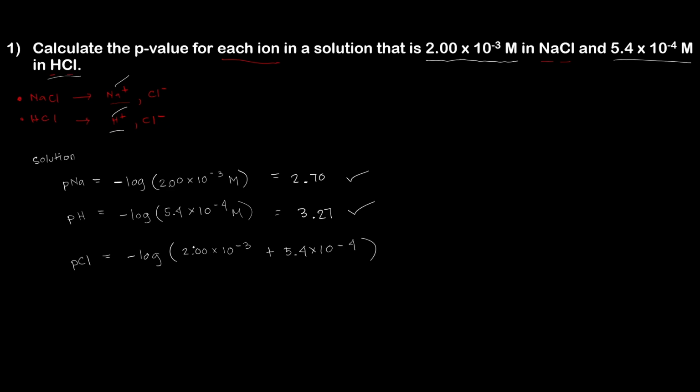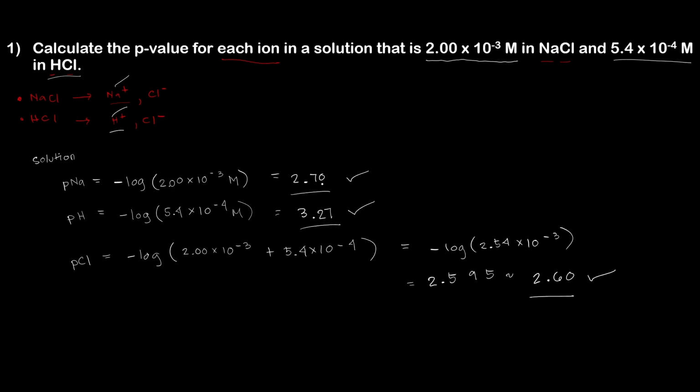Okay, why did we do this? Because chloride ion exists in both NaCl and HCl, okay? So we must calculate the pCl value from both of their concentrations. So let's add this first. That is 2.54, so that would be 2.54 times 10 to the negative 3. And negative log of that is 2.59 or 2.60. Okay, so that's it.